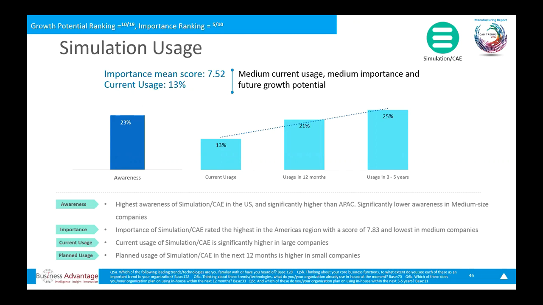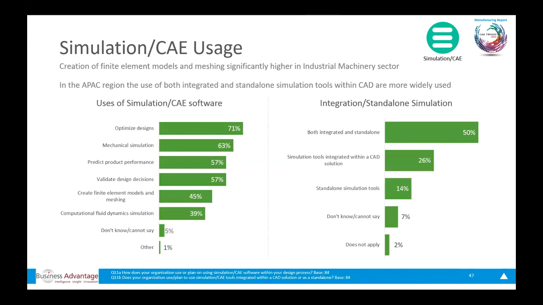Usage of simulation or CAE is currently higher amongst larger companies, but over the next 12 months, interestingly, it's smaller companies that plan to use simulation and CAE tools. When asked how the organisation uses or plans to use simulation, the majority of our respondents, about 71%, mentioned that they use it to optimise designs.